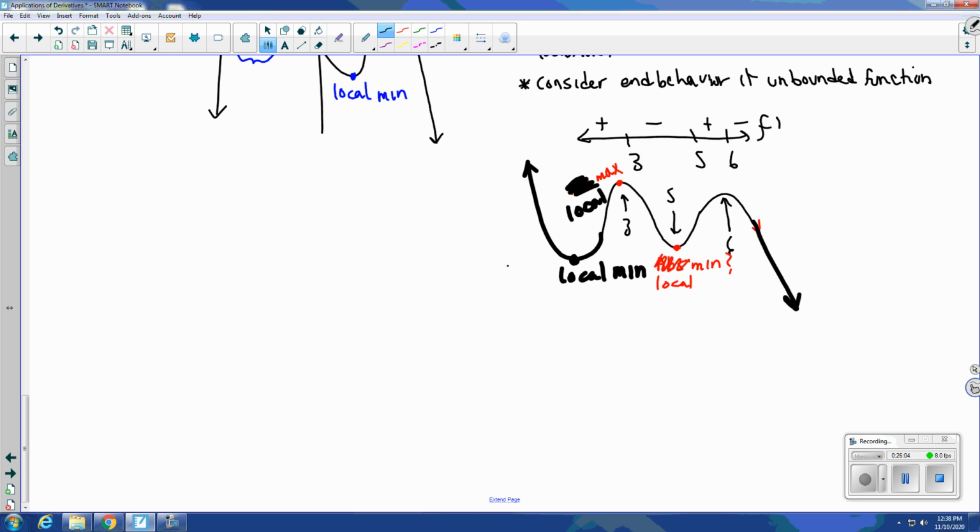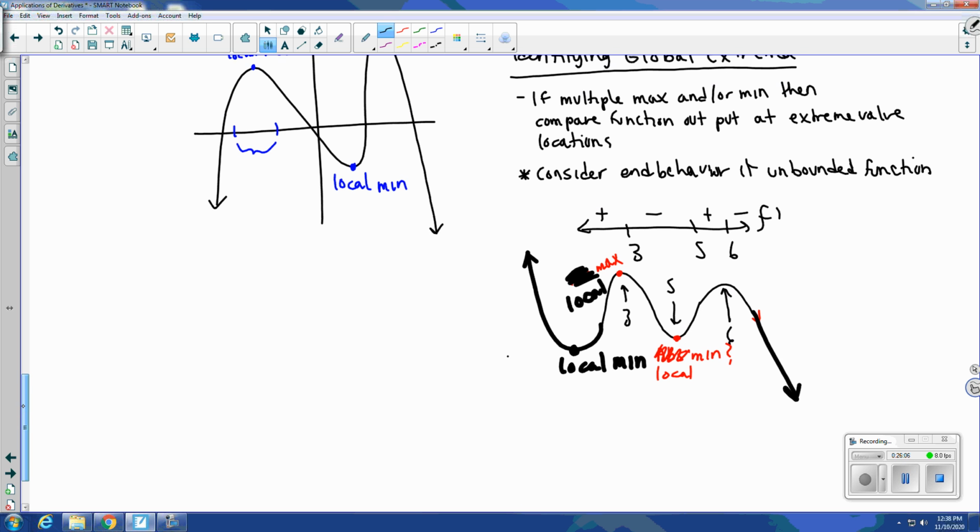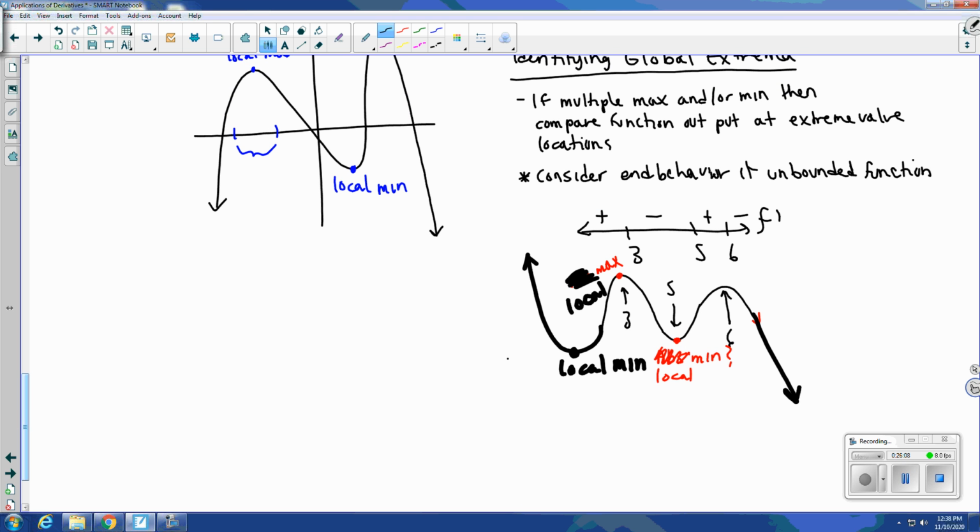So it's important that you consider end behavior when analyzing whether or not you have global max or mins. In the event that it's bounded, well, then comparing outputs of all your maxes and mins will be enough. So make sure you add on the end behavior consideration in unbounded functions.